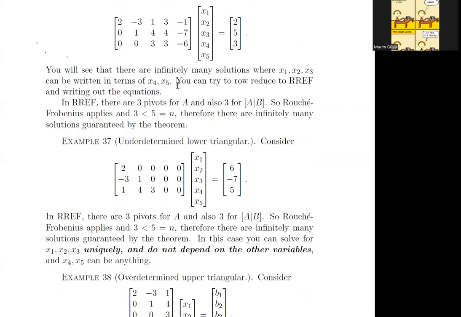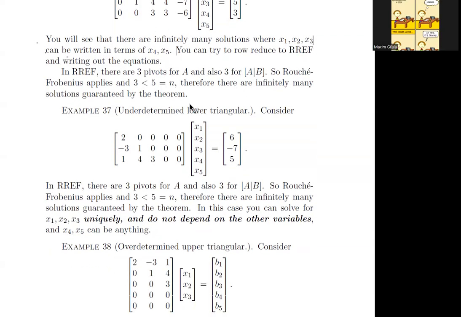In RREF, there's 3 pivots for A and also 3 for AB. So Rouché-Frobenius applies in the sense that it guarantees solutions. And 3 is less than 5, so there's infinitely many solutions by the theorem without any kind of solution by hand. I guess you need to know what happens when you row reduce in order to just use the theorem.